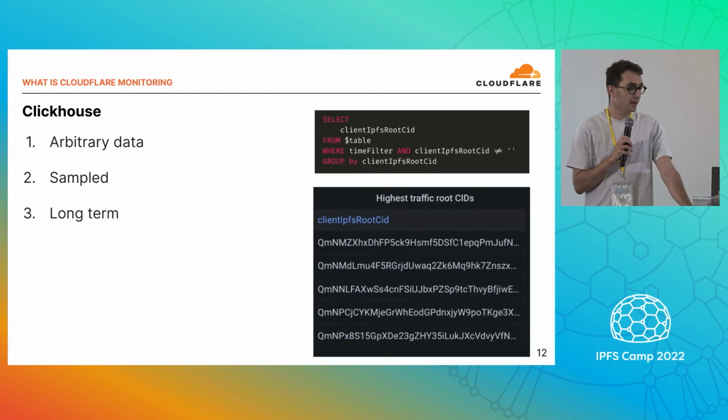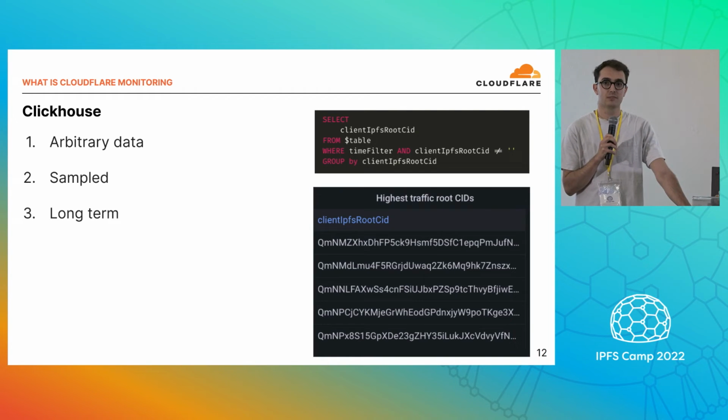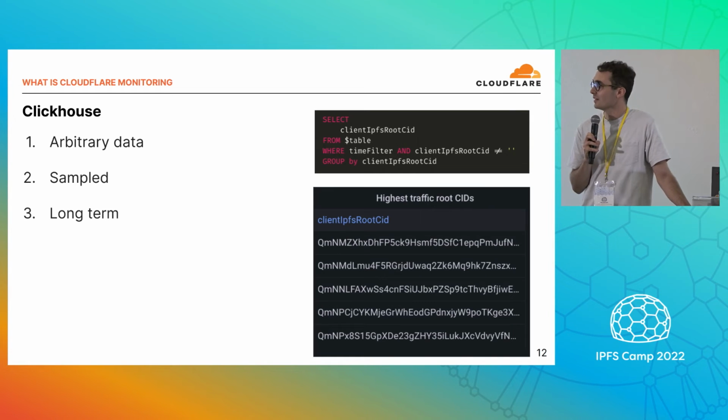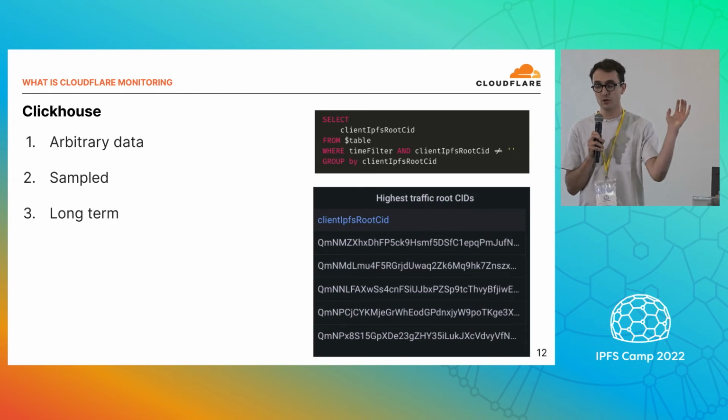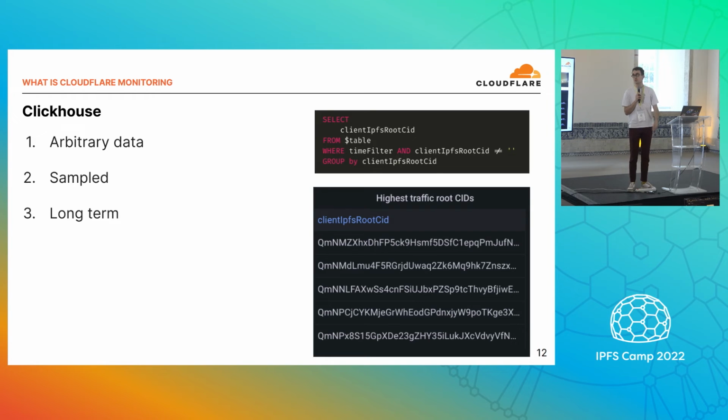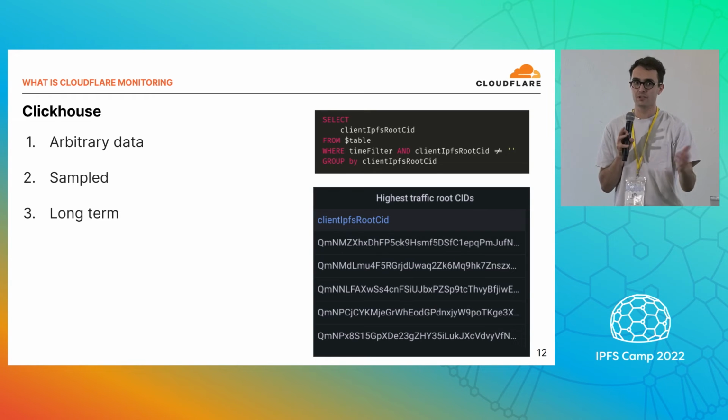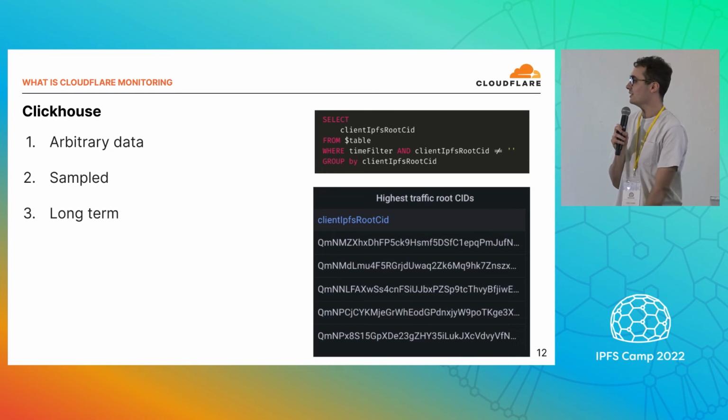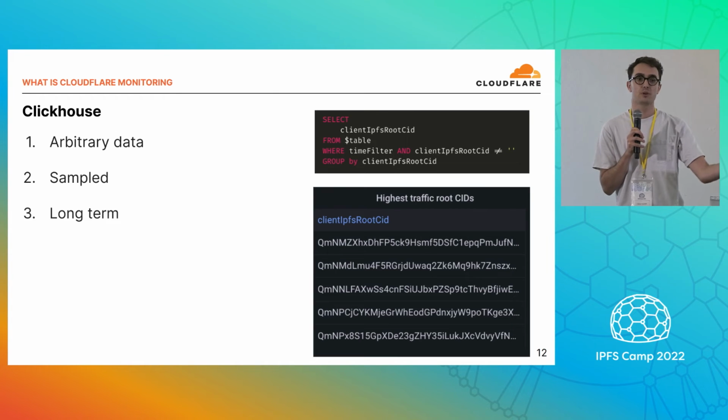And finally, we have ClickHouse. ClickHouse is just Cloudflare's way to store a lot of arbitrary data with high cardinality. It's a column-based database. Cloudflare also samples the logs and data that go to ClickHouse so that we don't store everything that happens. We can store some aggregates, and it's far more useful for the long term. For example, you have a lot of CIDs and root CIDs that could be accessed, and you can make normal SQL queries over that data.